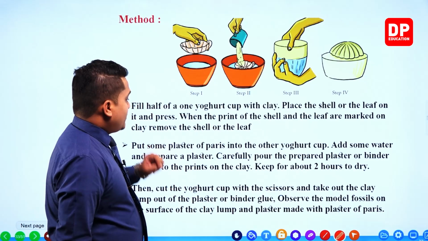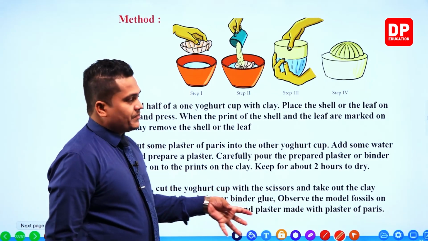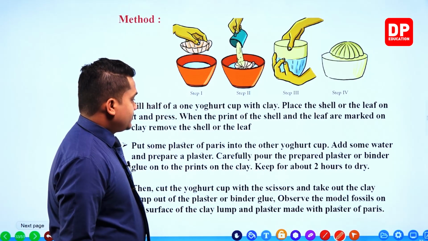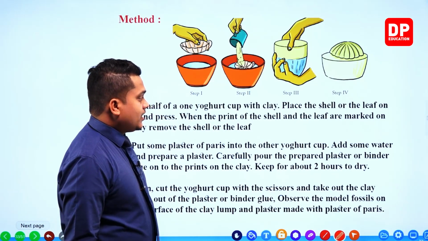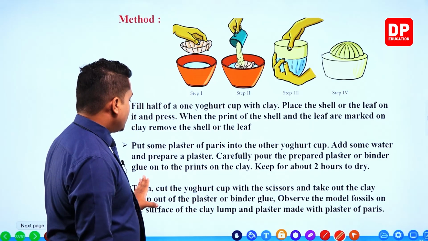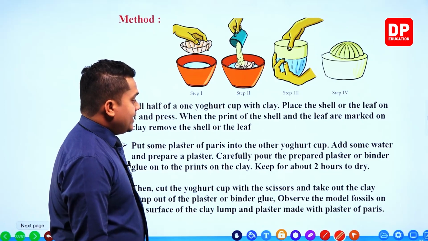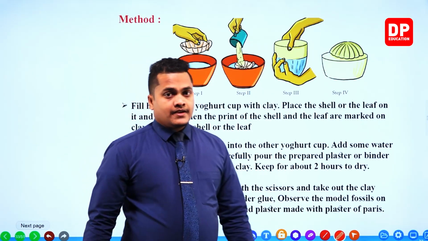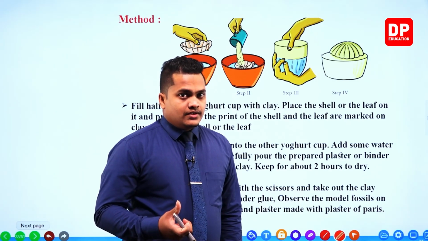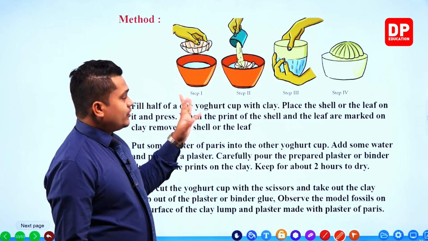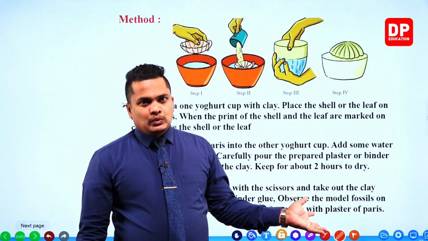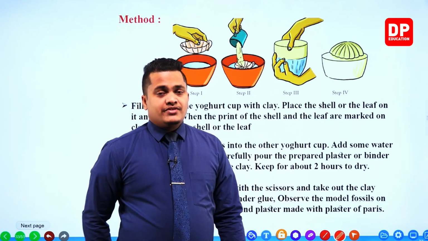So put some plaster of Paris into the other yogurt cup. You can use another cup here, right? And you have to add that plaster of Paris solution into the yogurt cup. Add some water and prepare a plaster. Carefully pour the prepared plaster or the binder glue onto the prints on the clay and keep for about 2 hours to dry. If you don't have plaster of Paris, you can use binder glue. For that imprint which was placed on the cup, you have to add binder glue and keep it so that it will dry.